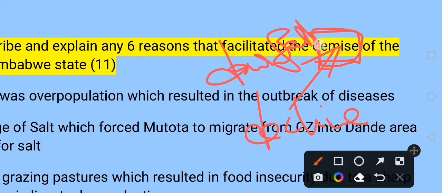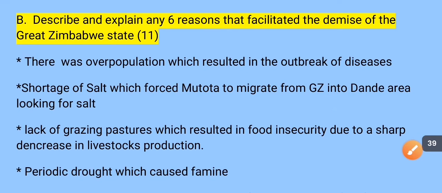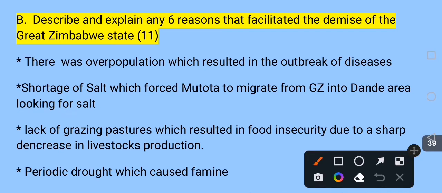So iyo vakakuti demise usazoshamisika kuti vari kubvira chi, vari kungobvira decline of the Great Zimbabwe. Okay, so chii chakakonzera kuparara kwe Great Zimbabwe? Chii ichocho? Number 1, there was overpopulation. So overpopulation is a description. Please listen to me. For you to obtain 12 marks, my questions are again at least 6, chakati 6.